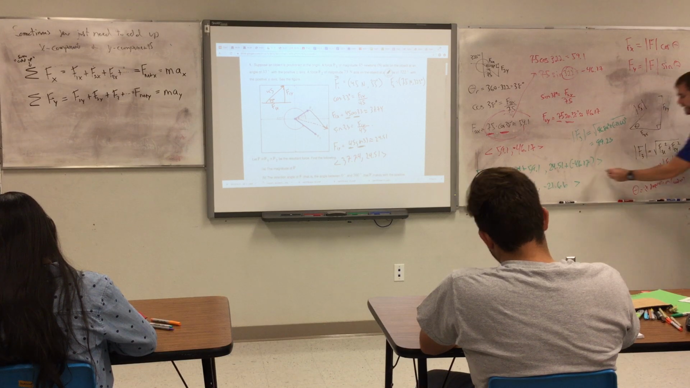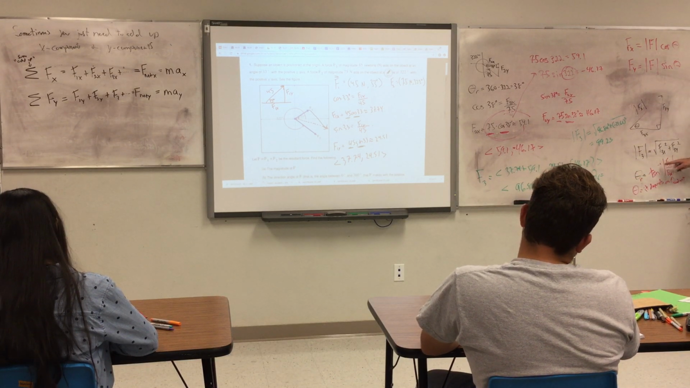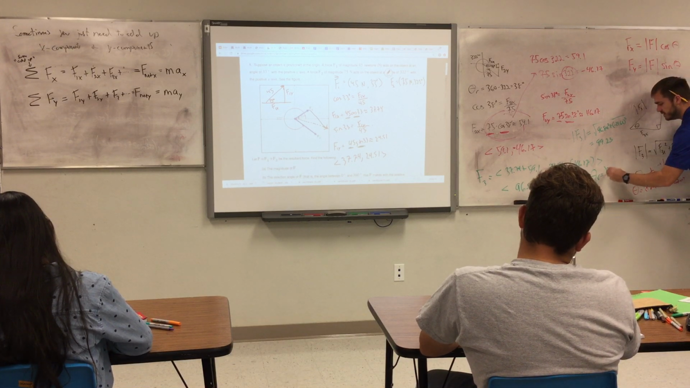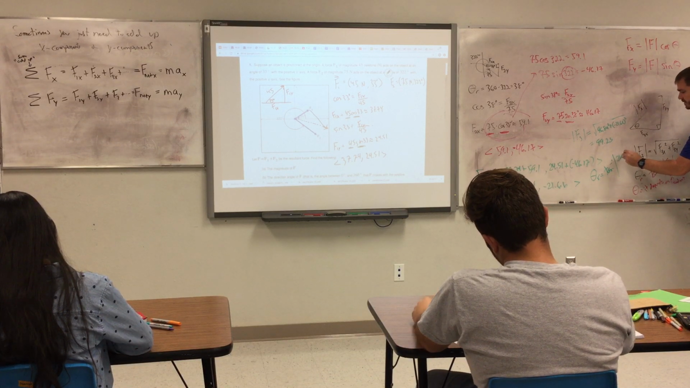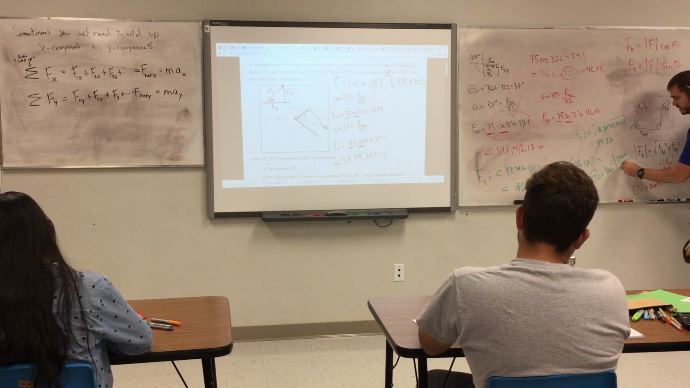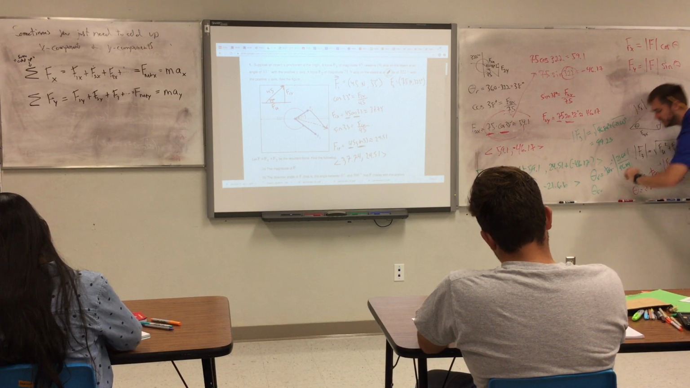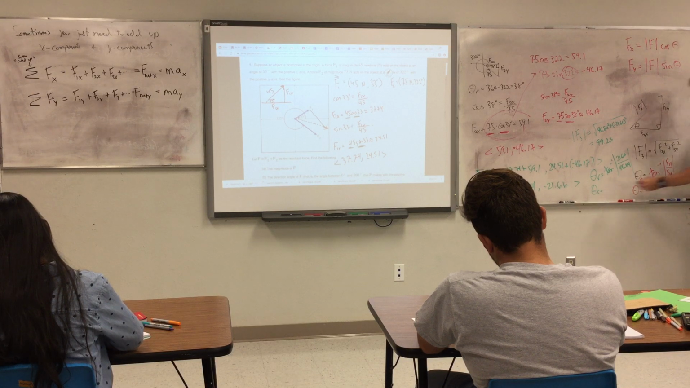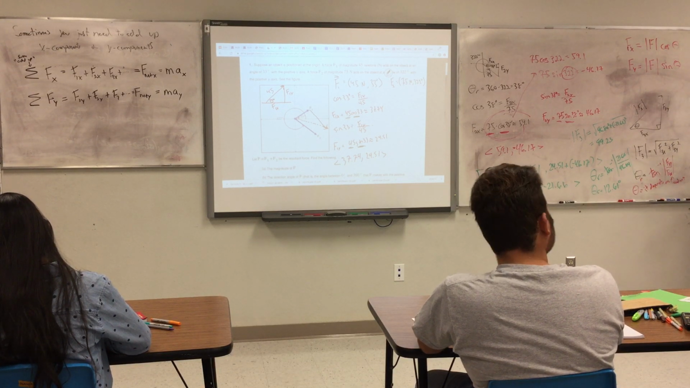What about the angle? Theta ref. According to my formula, inverse tangent of the absolute value of the y over the x. So it's going to be inverse tangent of 21.66 divided by 96.84. Theta ref equals 12.61 degrees.